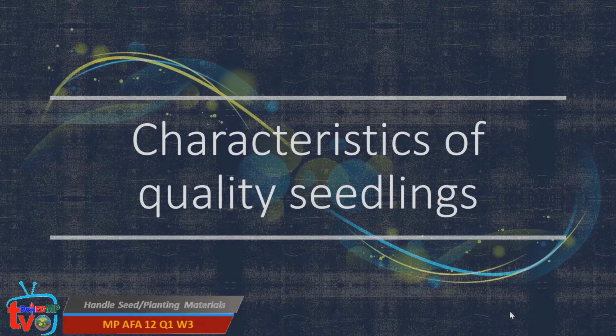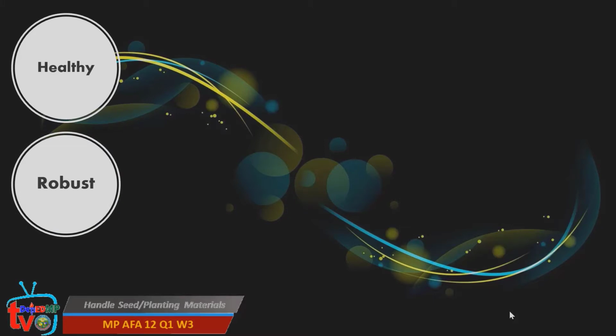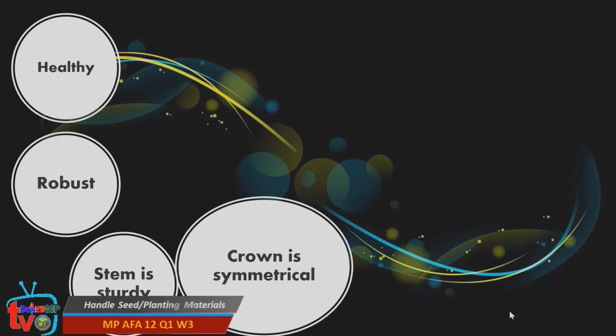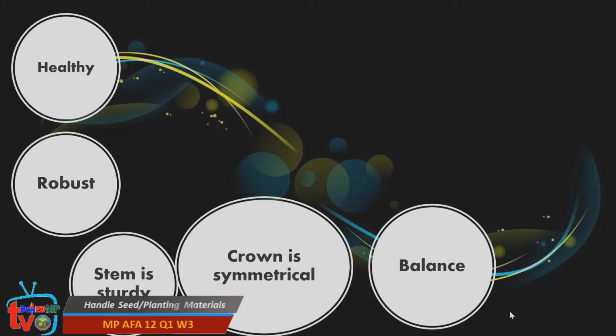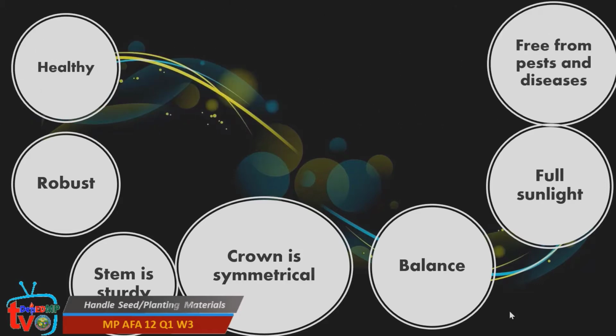Before you sow seedlings, they must have the following characteristics. Healthy, vigorously growing and free of diseases. Robust with no deformities. Stem is sturdy and has a large root collar diameter. Crown is symmetrical and dense. Root system is free of deformities. Have a balance between shoot and root mass. Leaves are healthy, dark green in color, accustomed to full sunlight, and free from pests or diseases.